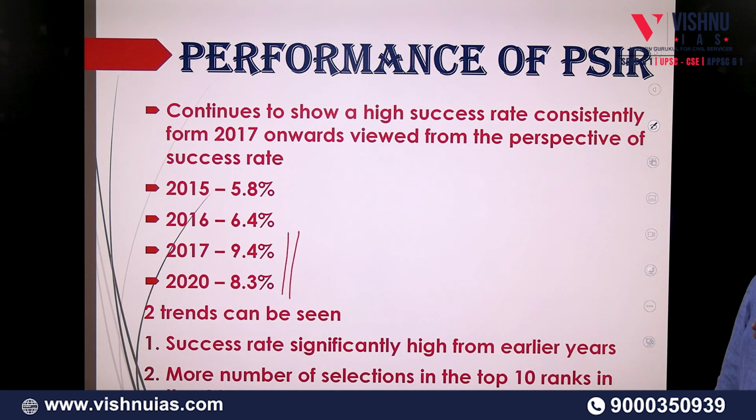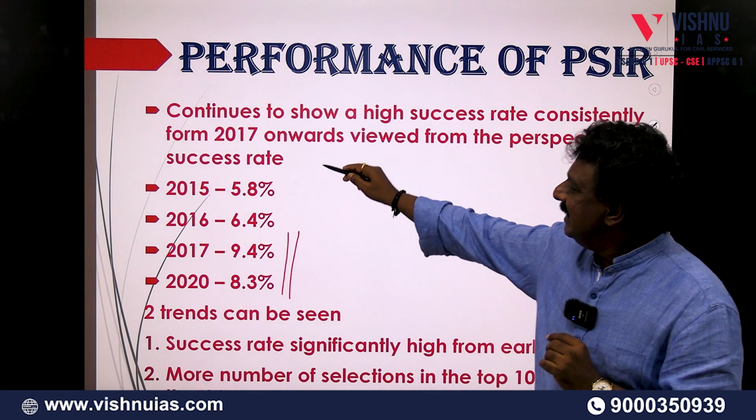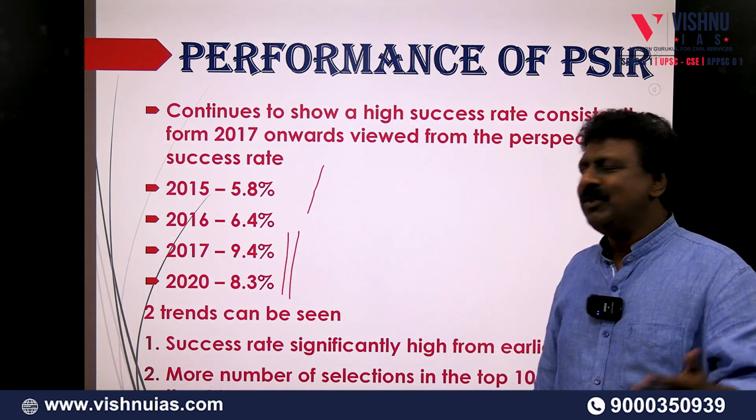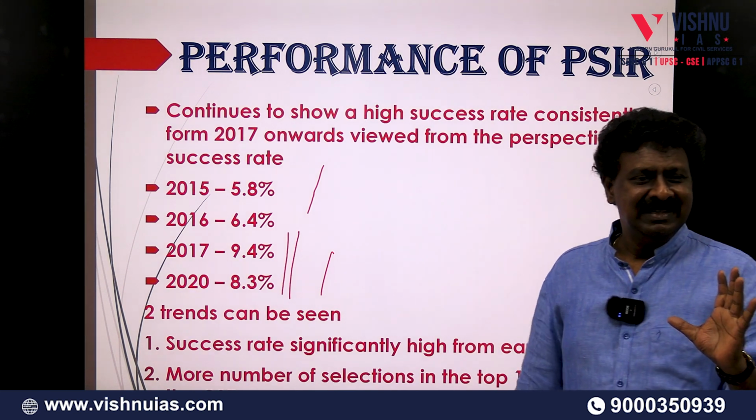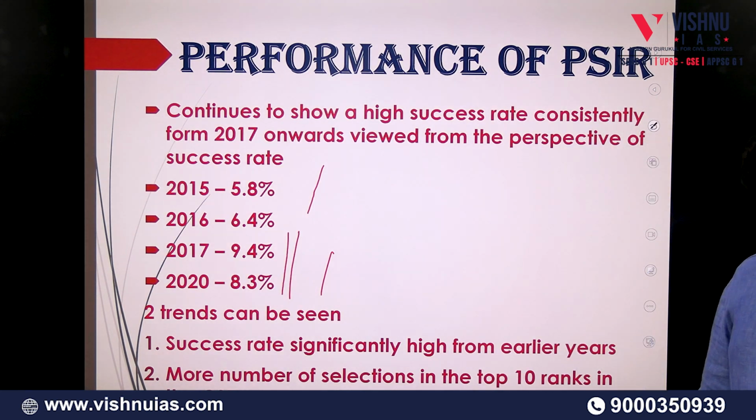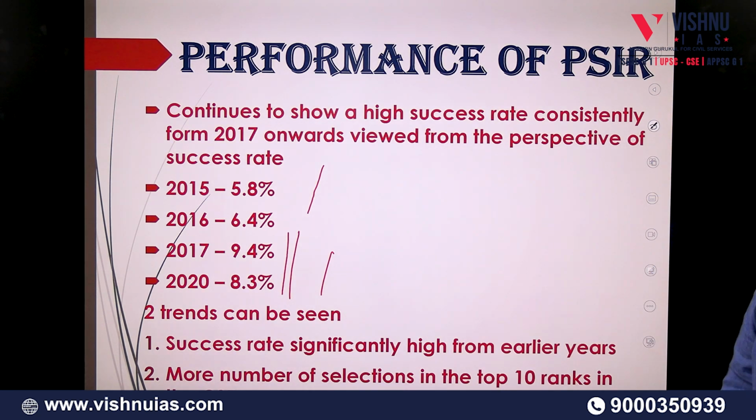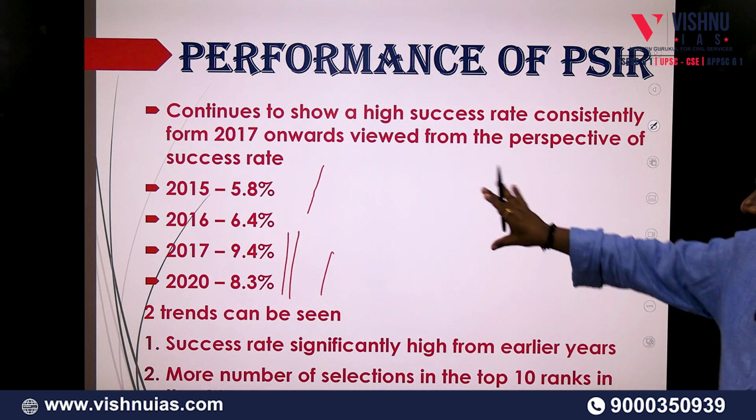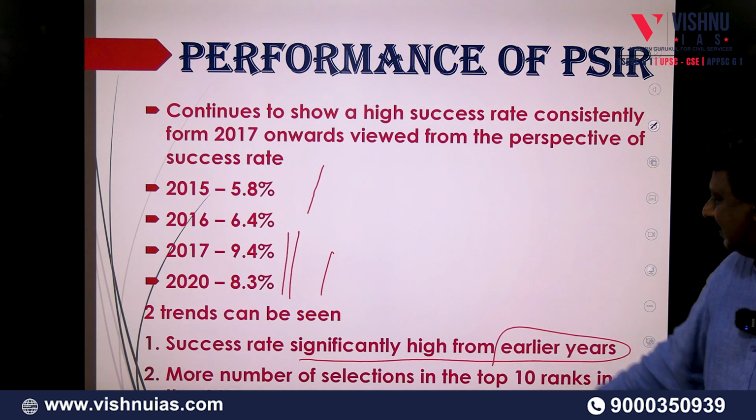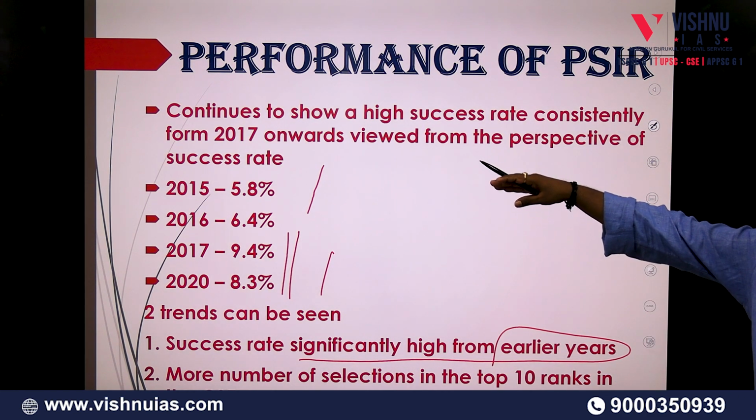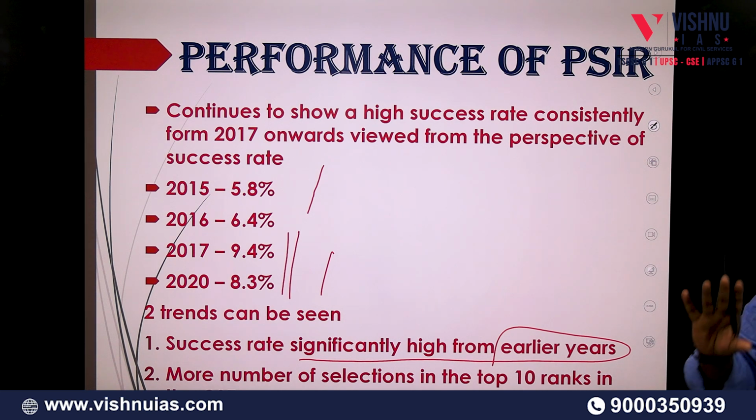And the more encouraging trend is, compared to 2015-16, the success rate in 2019-20 is very high. It means more and more students are clearing with political science, right? The success rate is higher in recent times compared to about 5-6 years back. Looking at the success rate, there are two important trends we can identify. First, the success rate is significantly high compared to the earlier years. So compared to 2015-16, the success rate in 2017-18-19 is higher.